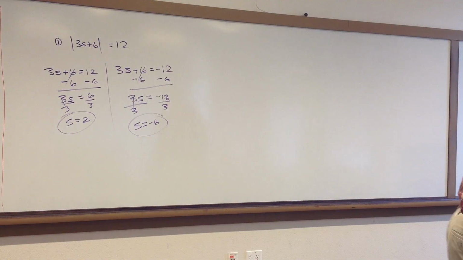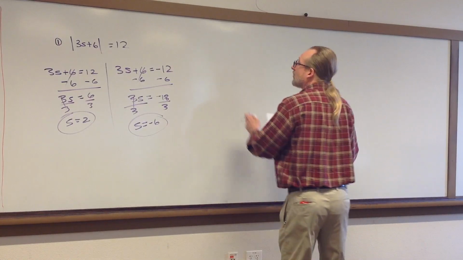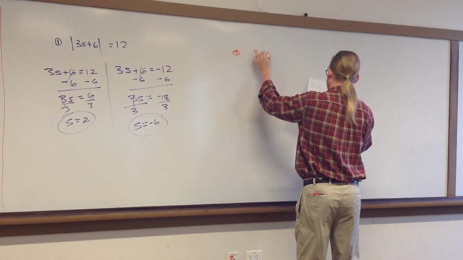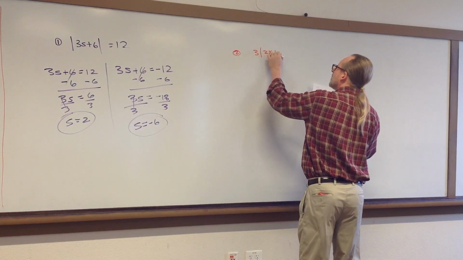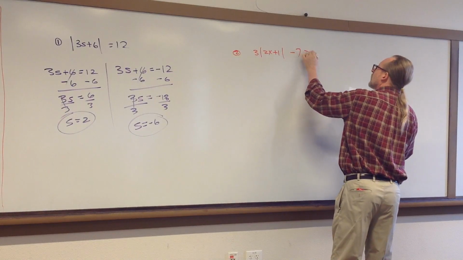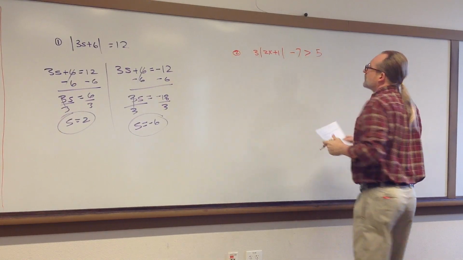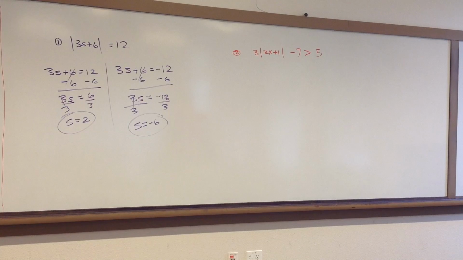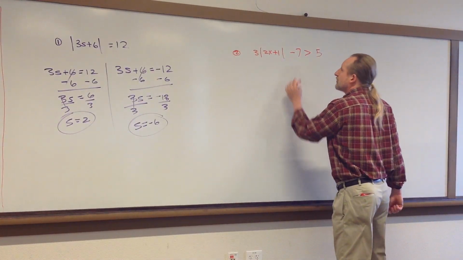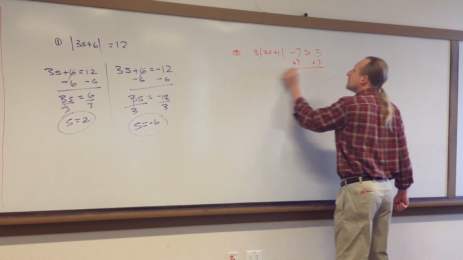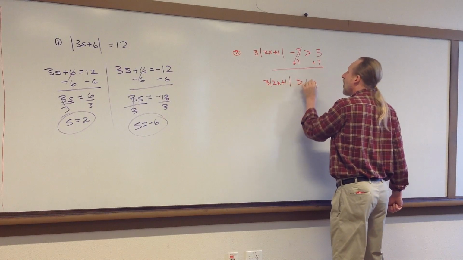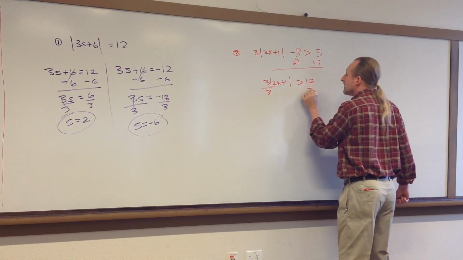Problem 2 is an absolute value inequality. We approach it in a similar way, but it starts out more complicated than problem 1, because to work with an absolute value, it's usually best to isolate it first and then split it into two pieces. So to isolate this absolute value, I'm going to add 7 to both sides, and then divide on both sides by 3.